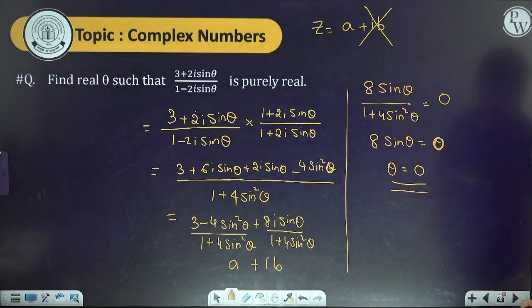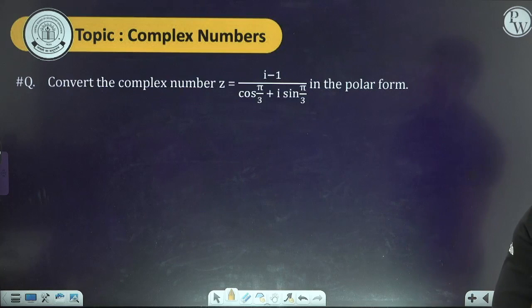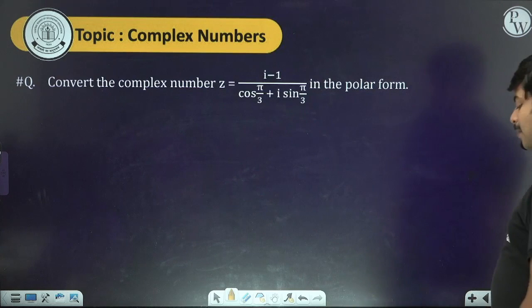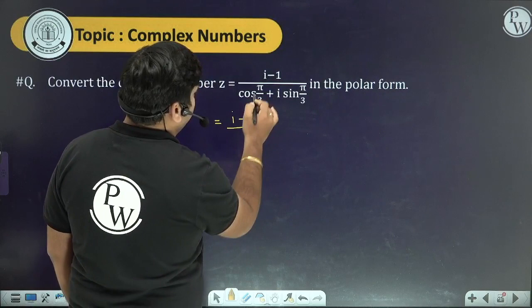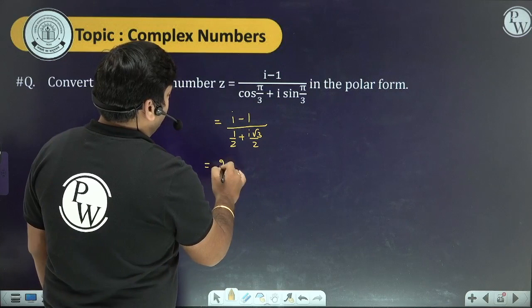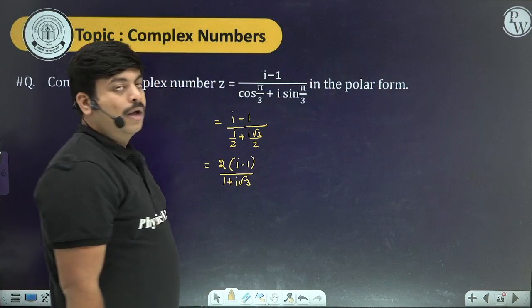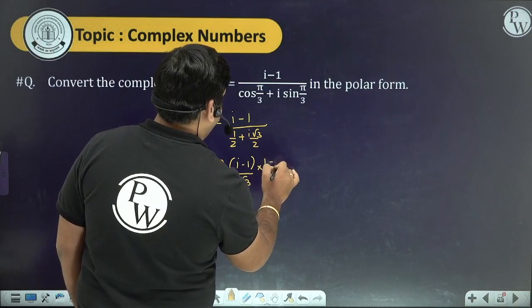Convert the complex number into polar form: i minus 1 by cos pi by 3 plus i sin pi by 3. Okay, so tell me what to do here. Cos pi by 3 is 1 by 2, and sin pi by 3 is root 3 by 2. So I'm taking that 2 up. So 2 times of i minus 1 by 1 plus i root 3. But I should not have i in the denominator, okay? So we multiply with 1 minus i root 3 by 1 minus i root 3.